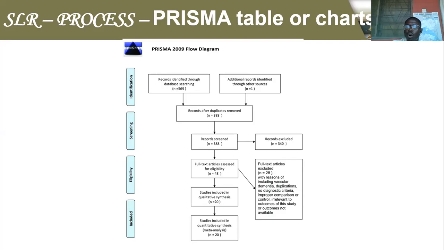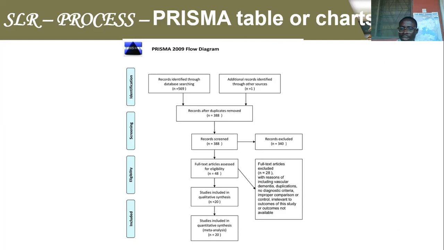Then it came down, said that records screened, then records excluded. So after the duplicates were removed, we also screened it by using the criteria of inclusion and exclusion. So we have 340 articles being excluded. Are you getting the 388 articles that is left now? We have 340 being excluded. So now, full text articles assessed for eligibility. So now we have 48 articles at the eligibility stage. So that one is full text articles excluded. So we have 28 articles being excluded.